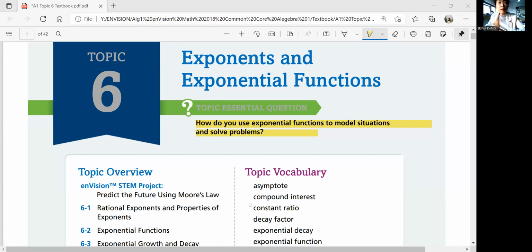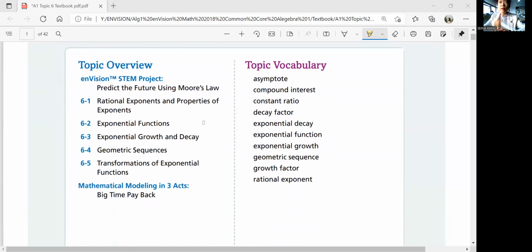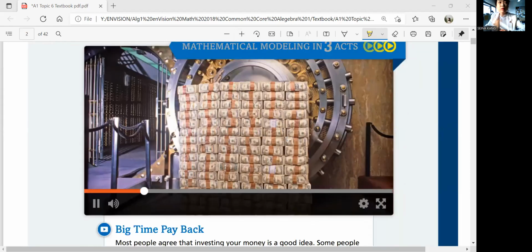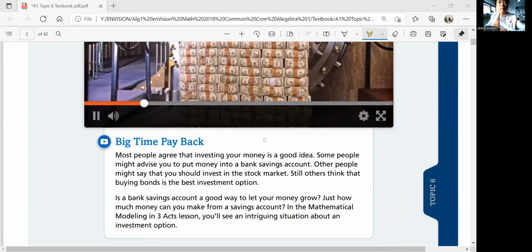So in this topic, we have 5 lessons total. Some topic vocabularies include asymptote, compound interest, constant ratio, decay factor, exponential decay, exponential function, exponential growth, geometric sequence, growth factor, and rational exponent. We'll learn one by one. We have a STEM project called Big Time Payback.